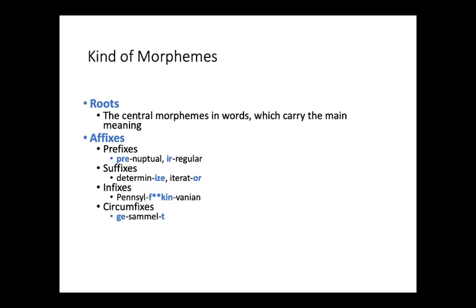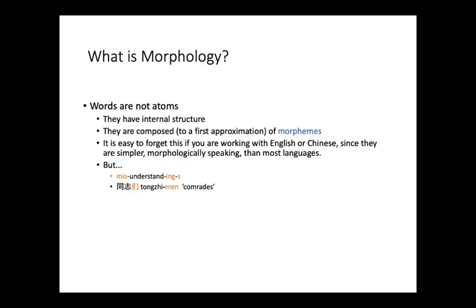So there are different kinds of meaningful units that you put together to make words, like miss and understand and ing and s, or tong and zhi and men. These are morphemes.